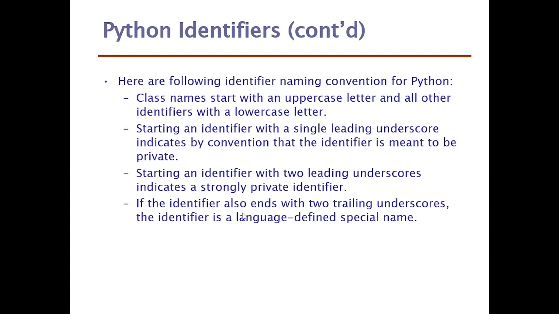If the identifier also ends with two trailing underscores, the identifier is a language-defined special name. So if the identifier has two underscores at the end of its declaration, the identifier is language-defined special.